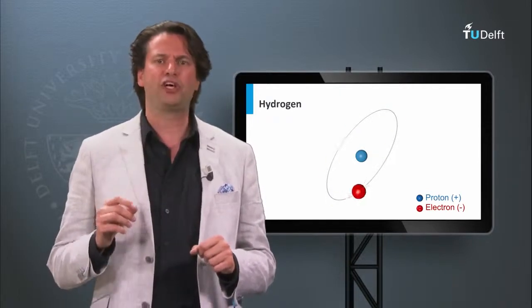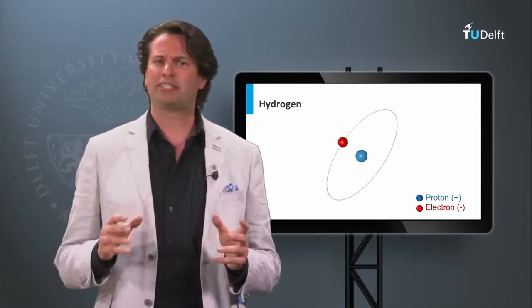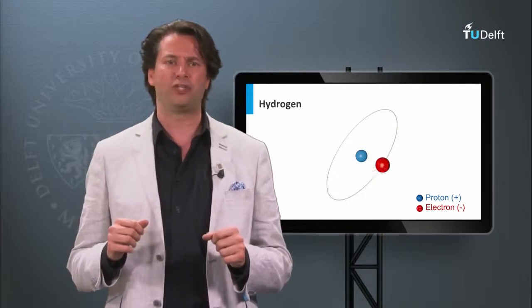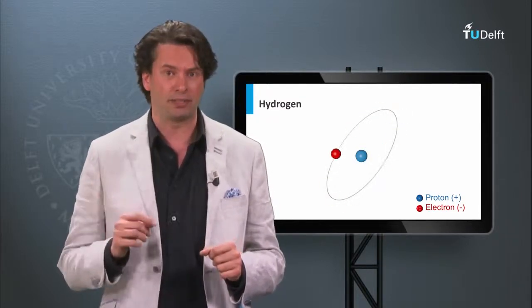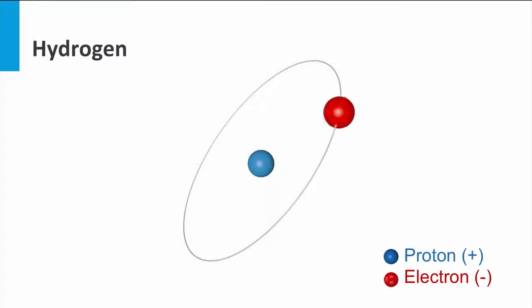Before we discuss the silicon atom, I'm starting with the most simple atom in our universe, the hydrogen atom. The hydrogen atom has a nucleus consisting of one proton. The proton is positively charged. Around this proton, the much lighter electron is moving in orbits. The electron is negatively charged.